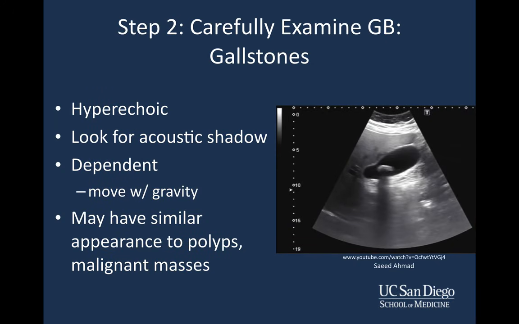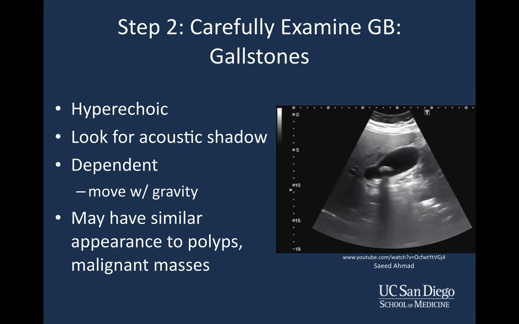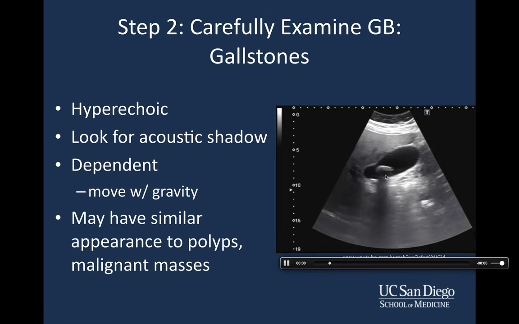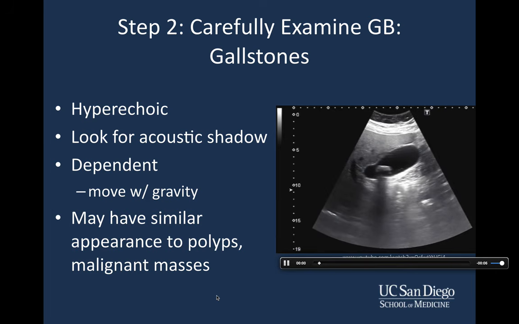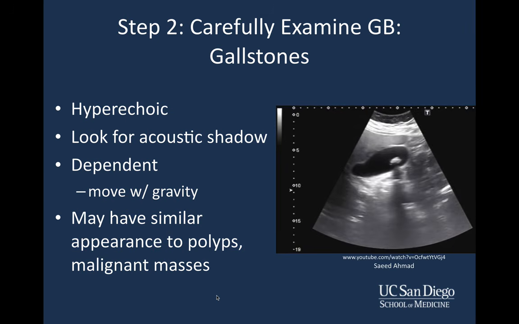So, once you've identified the gallbladder, then again, as I said, you want to look for evidence of pathology. Now, one of those is going to be the presence of gallstones. Gallstones are going to be hyperechoic. They will have what's known as an acoustic shadow, so you'll see this blackened area of anechoic signal deep to the structure. And those are two findings that are consistent with gallstones. In addition to this, gallstones are generally going to be dependent, so they're going to move with gravity.